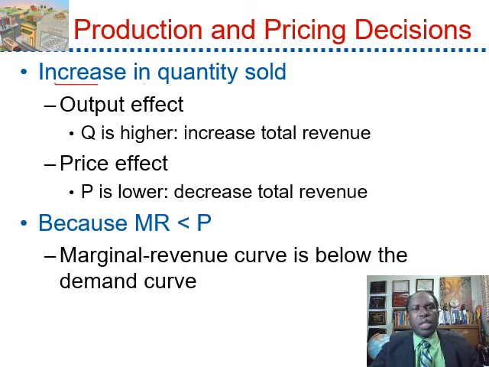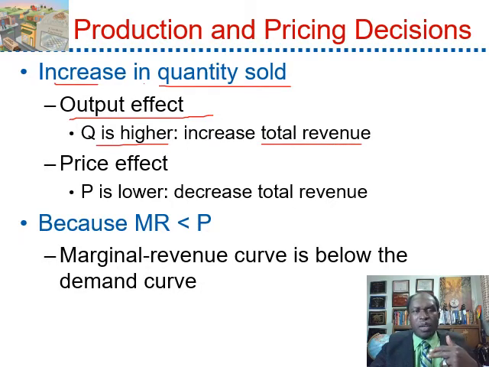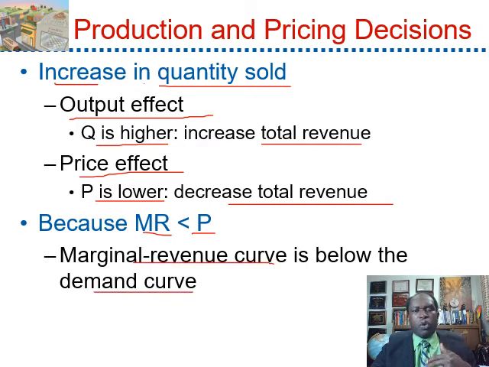An increase in the quantity sold by the monopoly leads to two types of effects. The first is the output effect, where Q is higher, which will increase total revenue. The second is the price effect, where P is lower, which will decrease total revenue, because marginal revenue is less than the price. This is because demand is downward sloping. The marginal revenue curve will be below the demand curve.